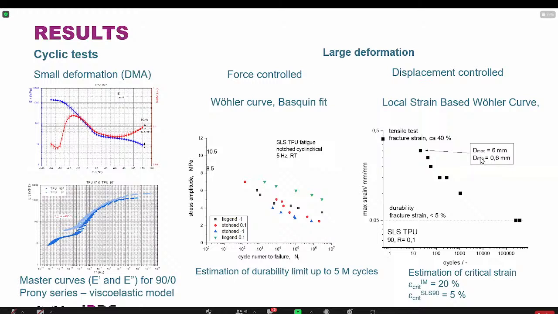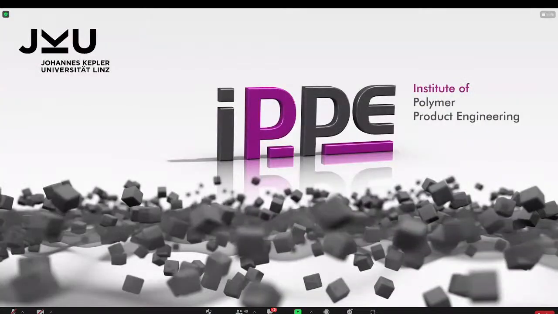For the comparison, also a so-called local strain-based Wöhler curve for one selected setup. And in this case, you can compare the critical strain as a critical durability strain for injection molding and for the laser sinter. Then you see there is a large difference between these two materials.